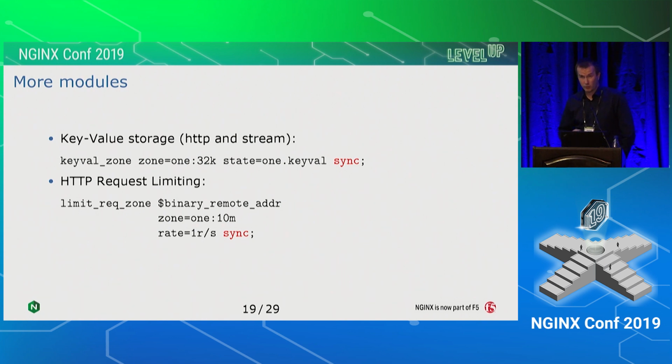We also have other modules that support it, and here are examples. It's very simple. The stream part stays the same, and you only need to provide a sync flag to the directives that support it. Currently, these are key-value storage and the HTTP request limit module.